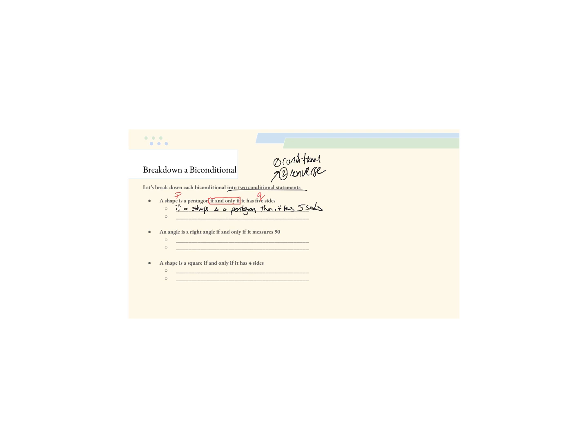And then again, I just have to flip-flop my P and my Q part. So instead of starting with this, I'm going to actually start here for my conditional, or my converse. If a shape has 5 sides, then it is a pentagon.